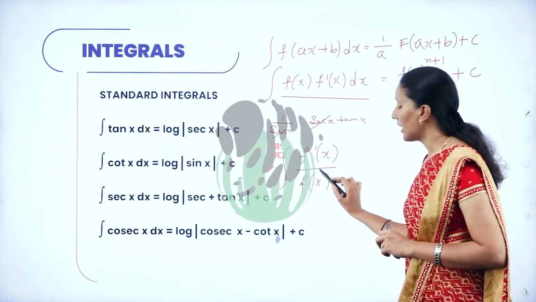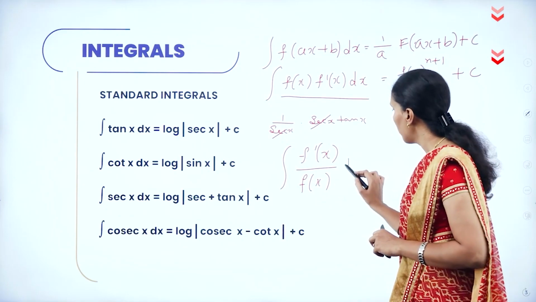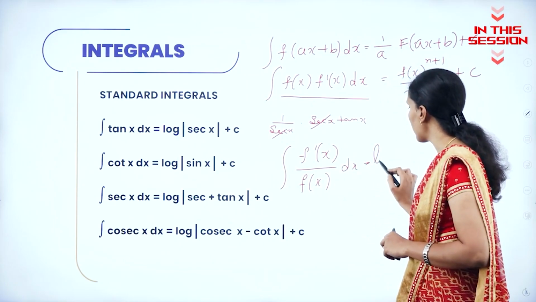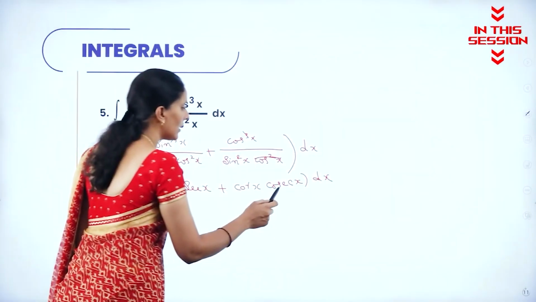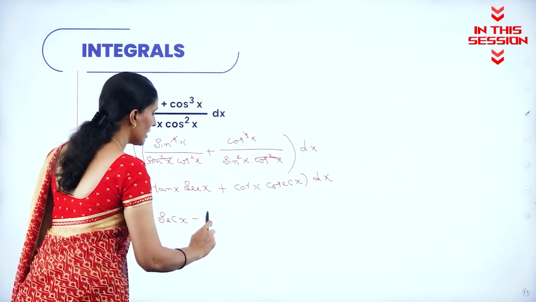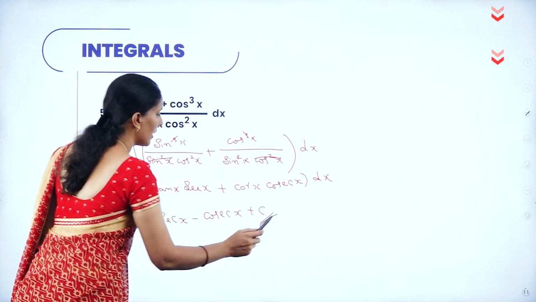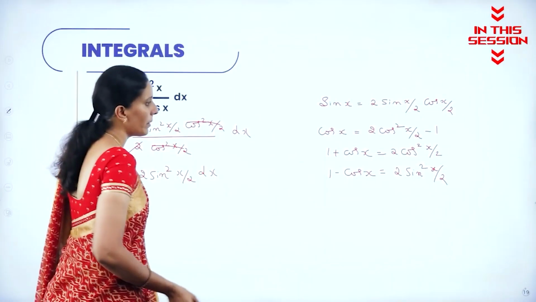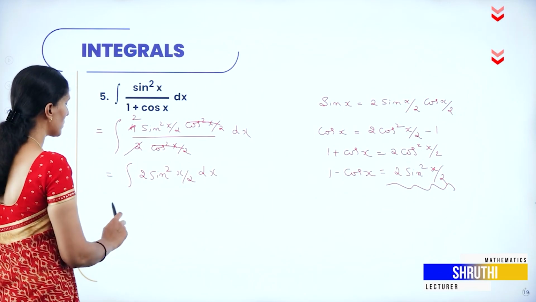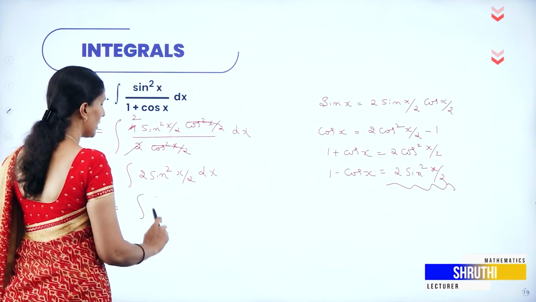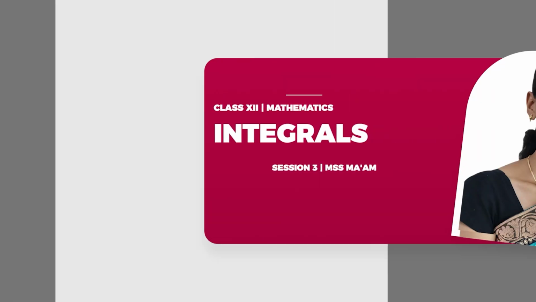Whenever the function is in the denominator and its derivative is in the numerator, with respect to dx, it can be written as log of f of x plus c. Integral of cosecant cot is minus cosecant x plus c. So this is the integral value. Remember here 2 sin square x by 2 can be written as 1 minus cos x. So therefore this is integration of 1 minus cos x into dx.